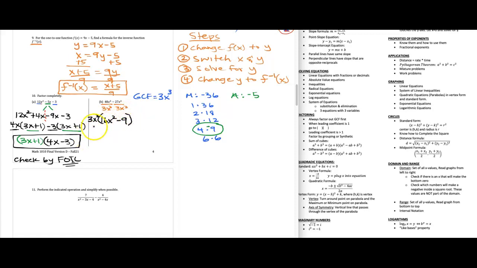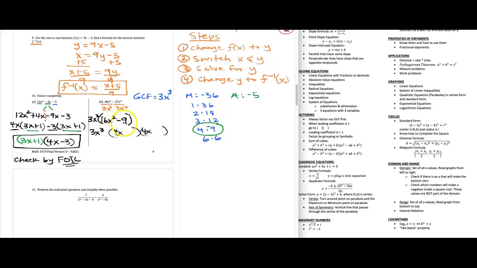However, this can factor further. This is a difference of squares inside here. So you have to make sure that you're looking closely and noticing, oh, can it factor further? All right, and so 3x to the third stays there, but now I'm going to write my parentheses here. So what's the square root of this? Or what times what is 16x squared? Well, that would be 4x and 4x.